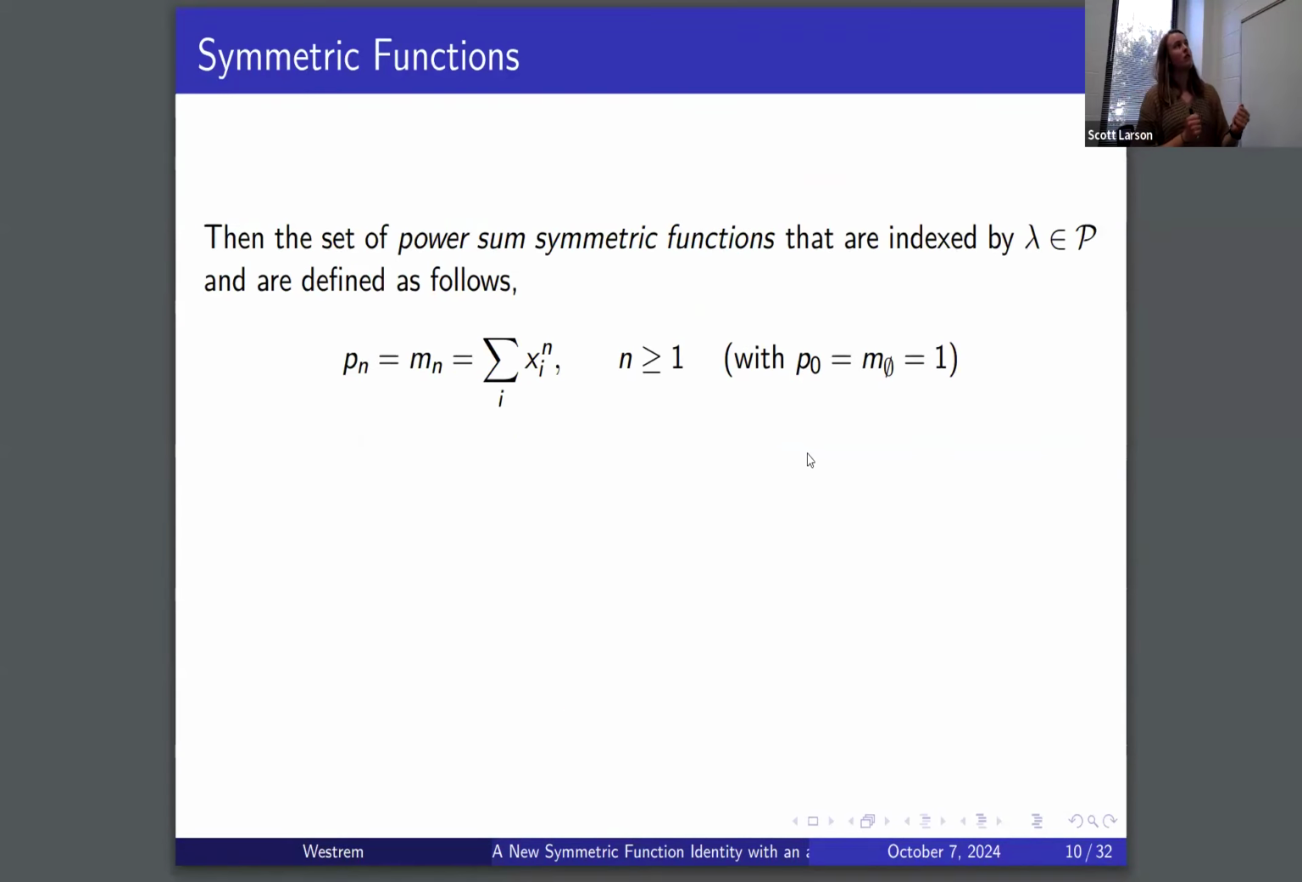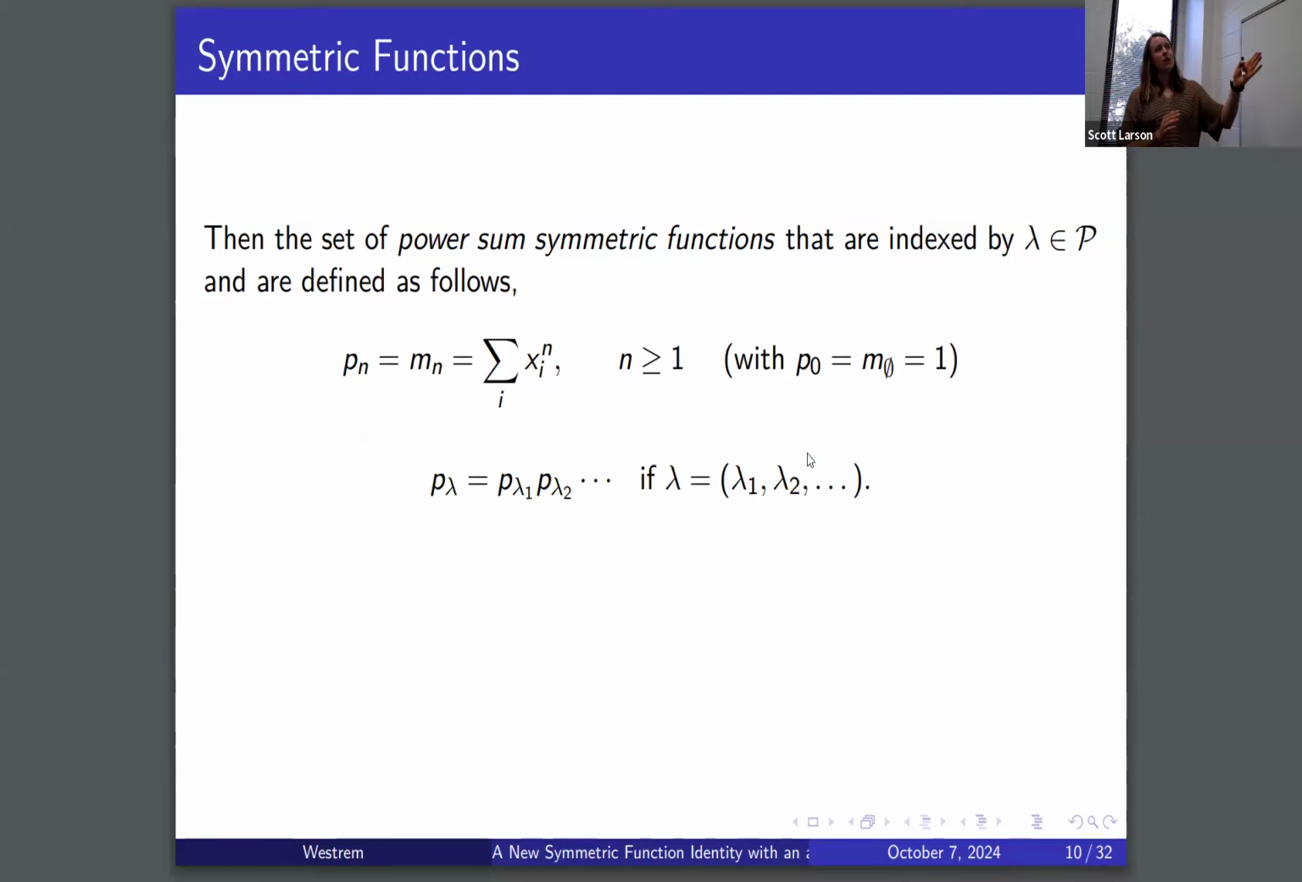Next up, our second set of symmetric functions will be the power sums, which are related to the monomials in this way. P sub n is equal to m sub n, the sum of x sub i to the n, when n is a number greater than or equal to 1. If we take our partition lambda with whatever number of parts, p sub lambda is the multiplication of p sub each part. So p sub lambda 1 times p sub lambda 2, etc. We're going to use this definition once we talk about the application to the character values.